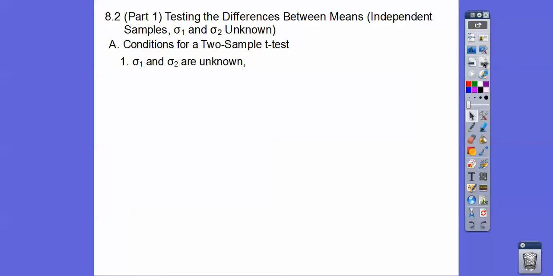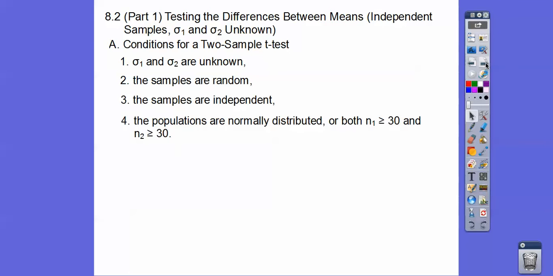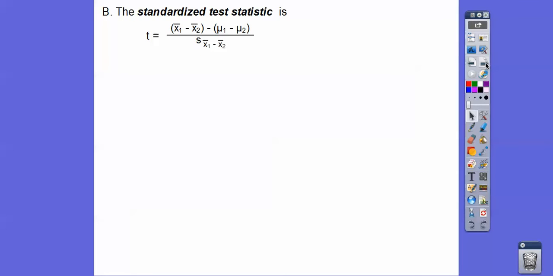So the conditions for this are a t-test, obviously, because the population standard deviations sigma 1 and sigma 2 are unknown, so that's why we use a t-score. The other conditions are that the samples are random, independent, and either normally distributed or both sample sizes are greater than or equal to 30. All right, so here's our standardized test statistic.